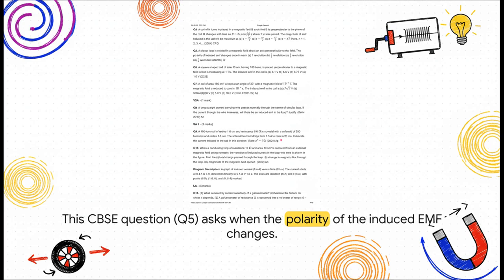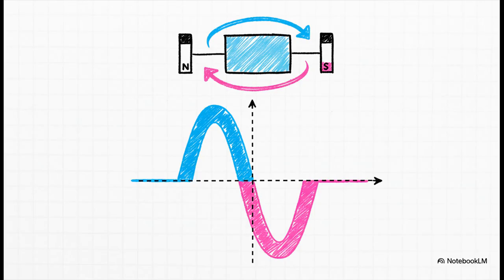This is a classic question from the CBSE exams, Q5, and it asks a really simple question. When does the polarity, the positive or negative direction of that induced voltage, actually flip? And the answer is every half revolution. It's that simple. For the first half of the spin, the voltage is positive, and then for the entire second half, it flips and becomes negative. That changeover point happens right at the 180-degree mark.